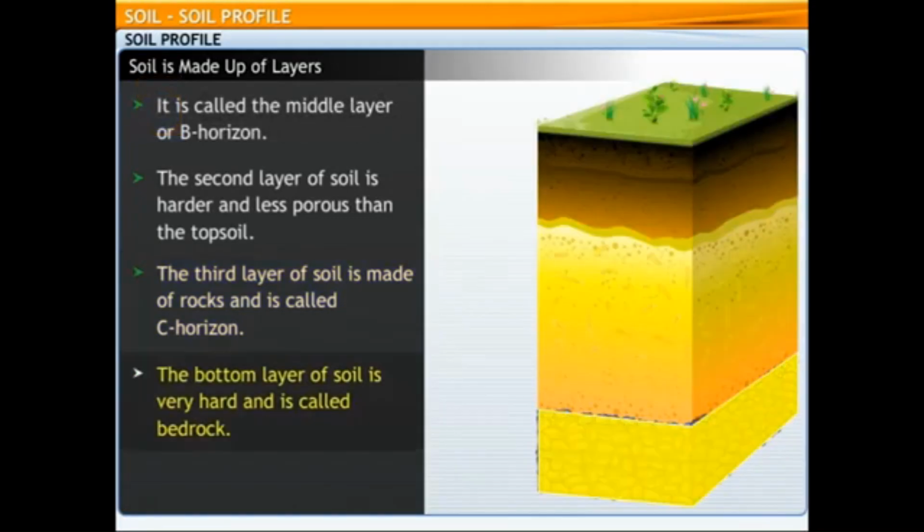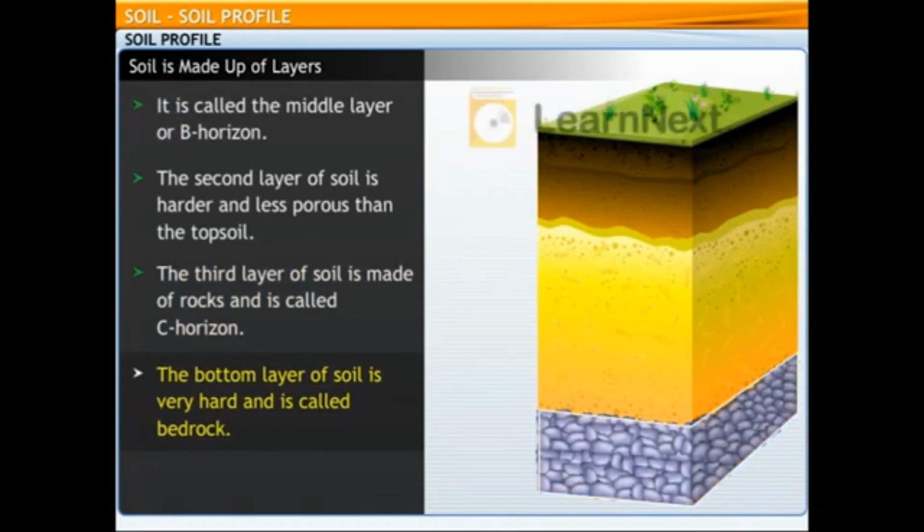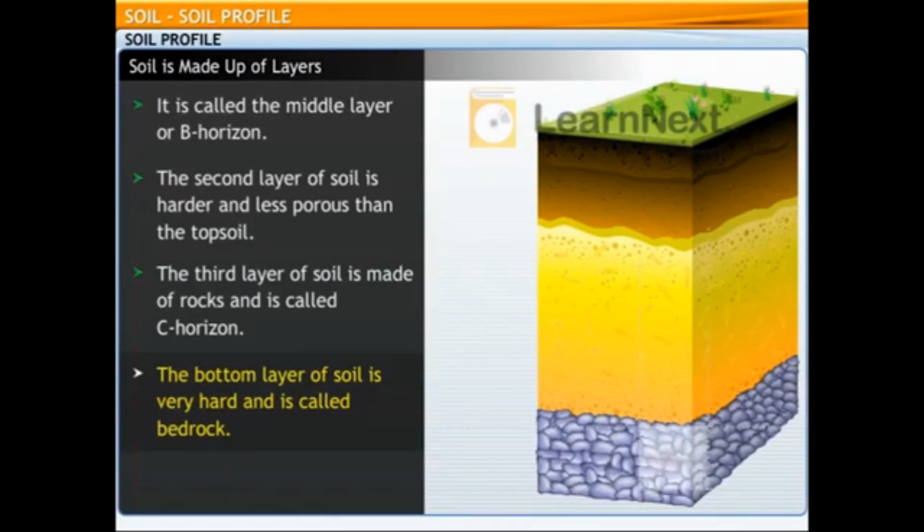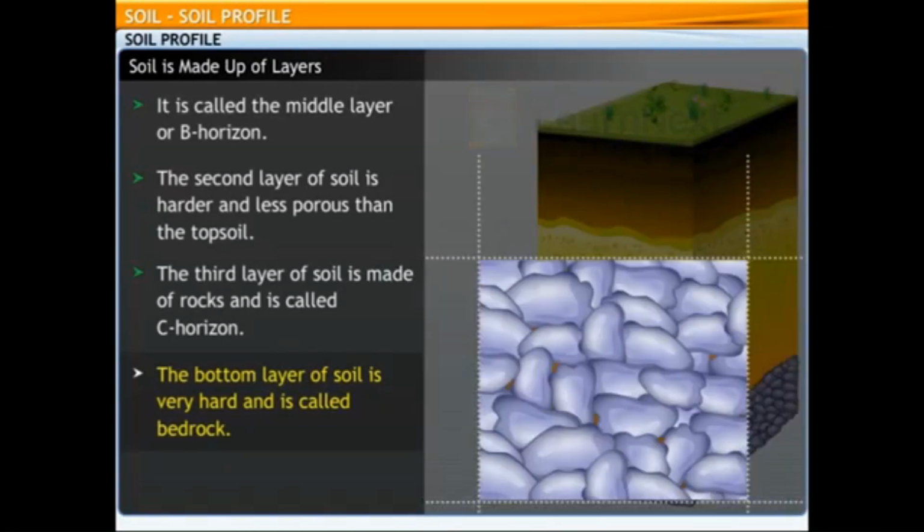The bottommost layer in the soil profile is called bedrock. This is far more solid in composition than the other layers and is very hard. It is difficult to dig up this layer even with a spade.